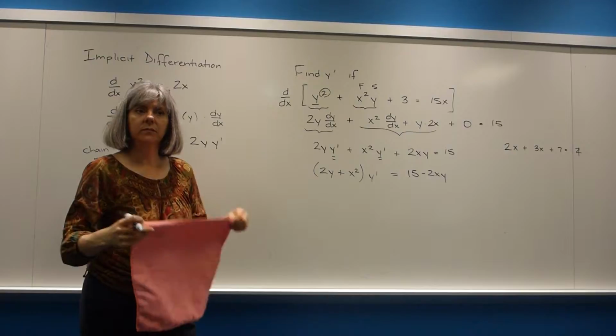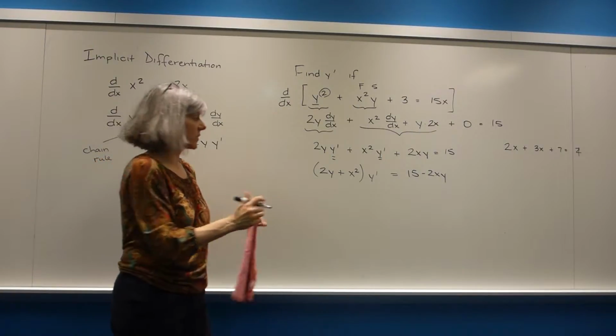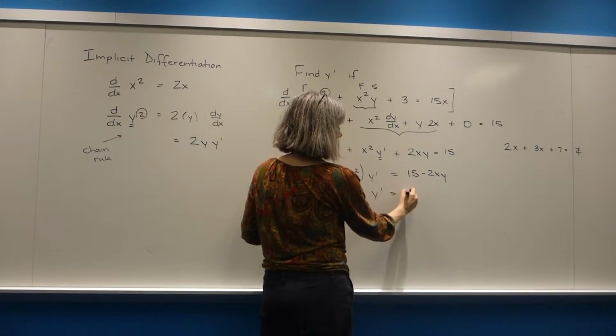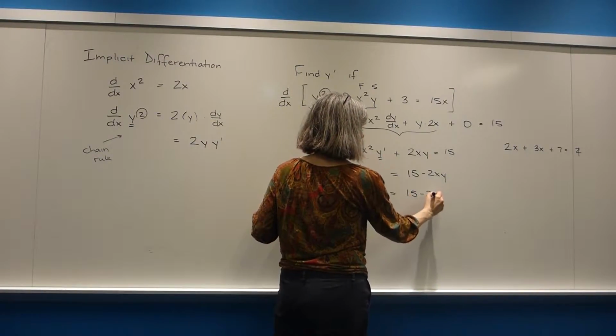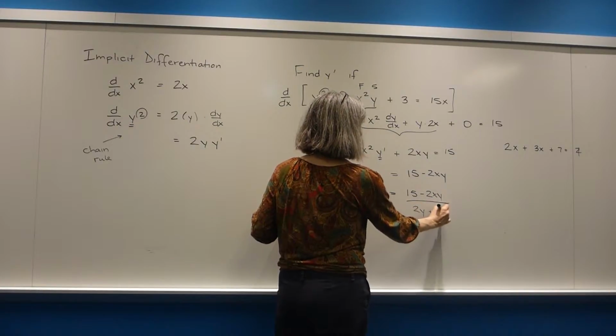And then what do I do? All right, just divide by this. So y prime equals 15 minus 2xy all over 2y plus x squared.